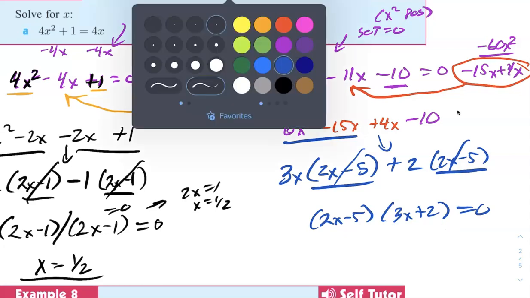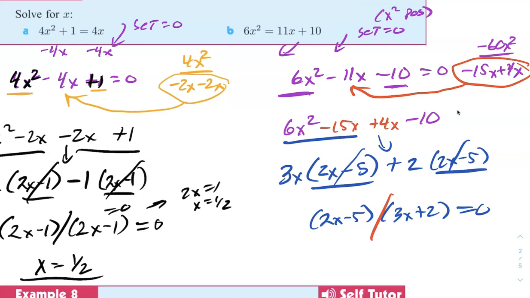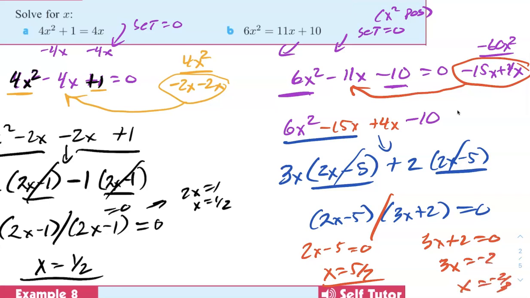Now you split and solve. So 2x minus 5 equals 0. X equals 5/2. 3x plus 2 equals 0. 3x equals negative 2. X equals negative 2/3. So there's my two answers. It's 5/2. Anyway, so that's how you solve by factoring.